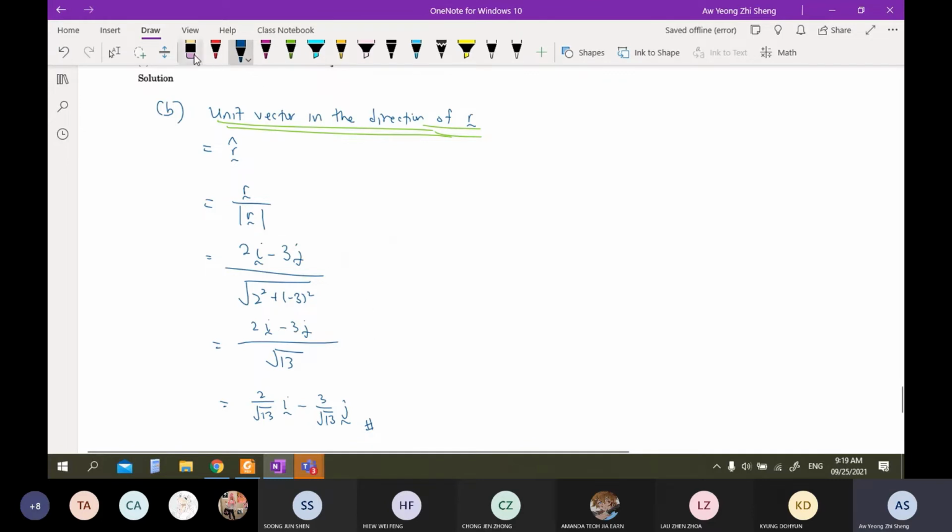To those who prefer the vertical bracket form, of course you can. You can convert it to vertical bracket form. That will be 2 over root 13, minus 3 over root 13, and that's it.